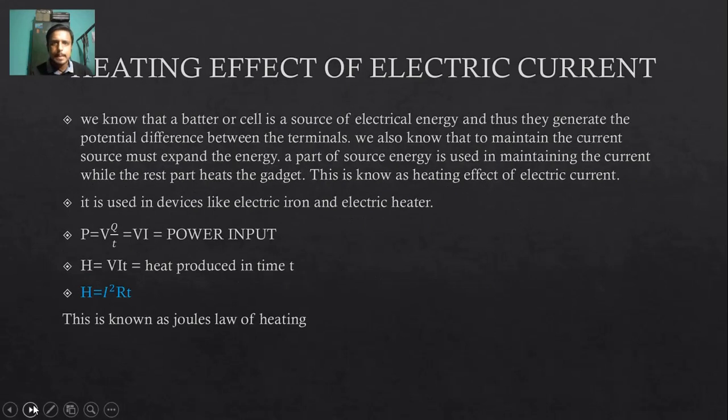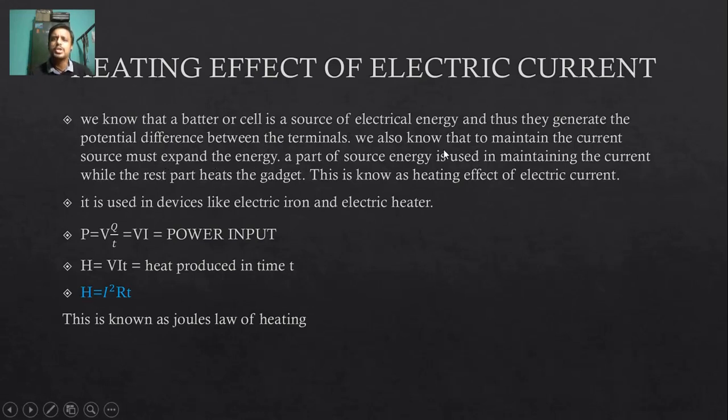Next slide, please. Heating effect of an electric current. We know that a battery or a cell is a source of electrical energy, and thus it generates a potential difference between the terminals. We also know that the current source must expend energy.